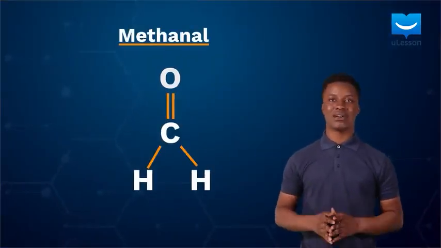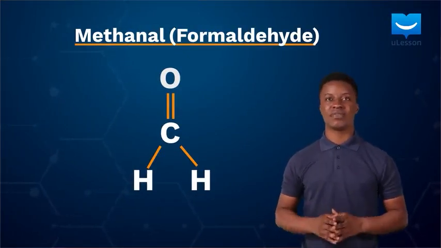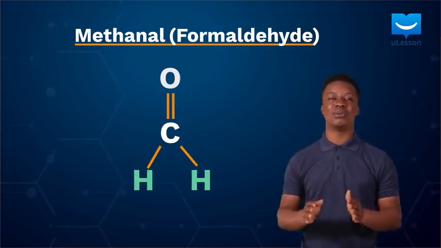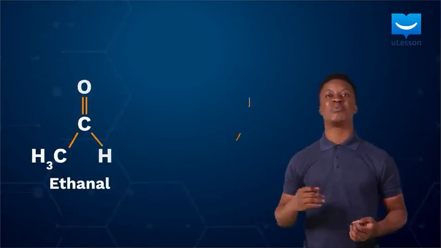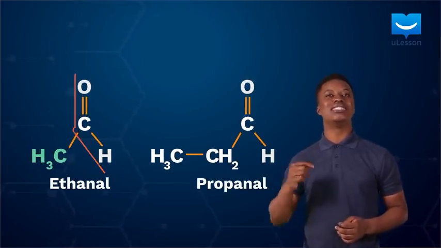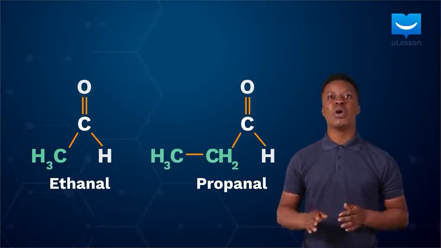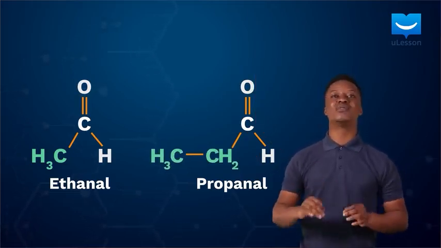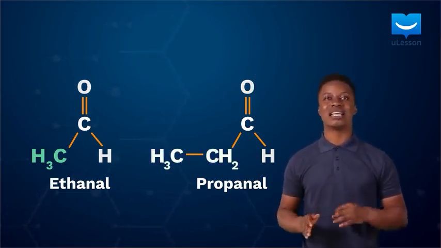Methanal is the simplest alkanal. It is also called formaldehyde and is quite special. It is the only alkanal with two hydrogen atoms directly bonded to the carbonyl carbon. Other alkanals include ethanal and propanal. Ethanal has a methyl group bonded to the CHO group, while propanal has an ethyl group bonded to the CHO group. Don't worry, you will learn how to name alkanals in our lessons on IUPAC nomenclature of alkanals and alkanones.